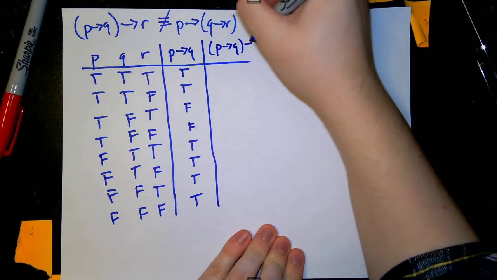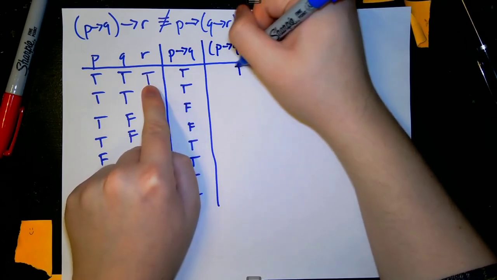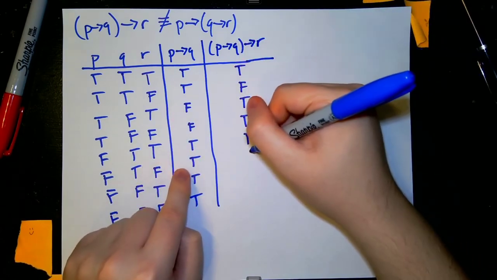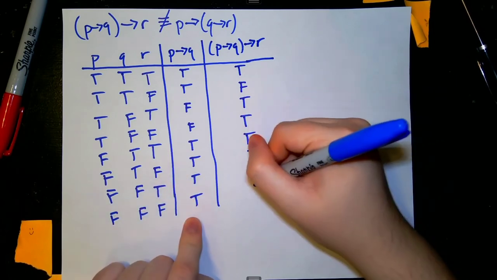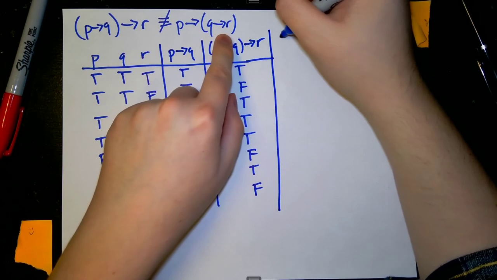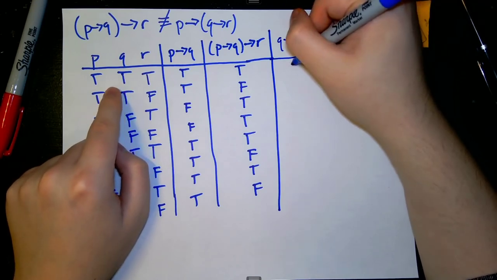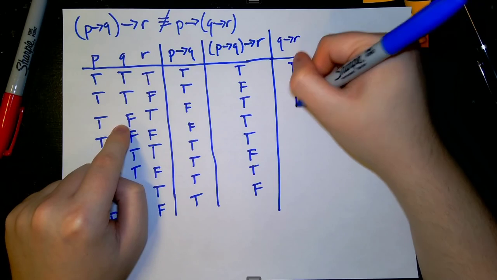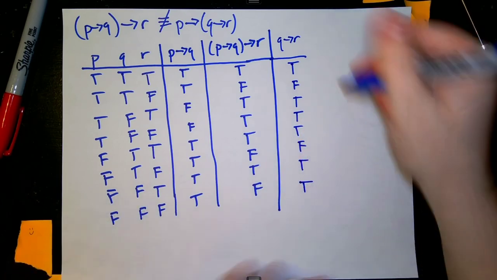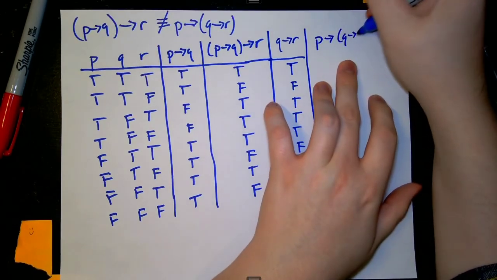If P then Q implies R. So now this will be true, if true then true is true, if true then false is false, true, true, if true then true, if true then false is false, true, and false. Now, I want to look at if Q then R. So this will be true, false, true, true, true, false, true, true. And then taking P implies if Q then R.